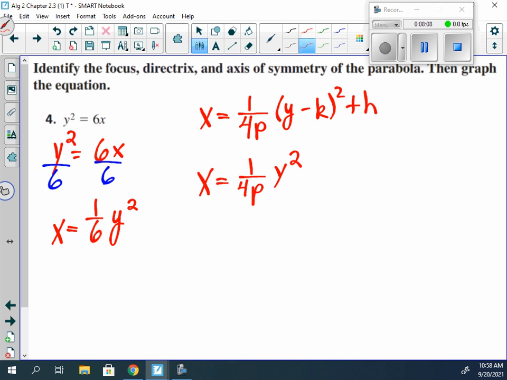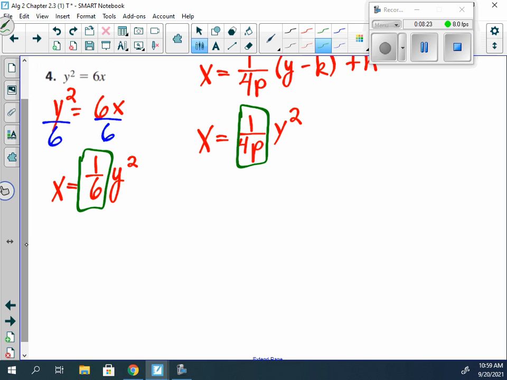And we really leave it as 1/6 y squared because that is the exact same thing as y squared over 6. It's set up this way because it's easier to match up what 1 over 4p will match up to. And what does 1 over 4p match up with? 1 over 6. So if I really want to find the value of p, I can set 1 over 4p equal to 1 over 6.